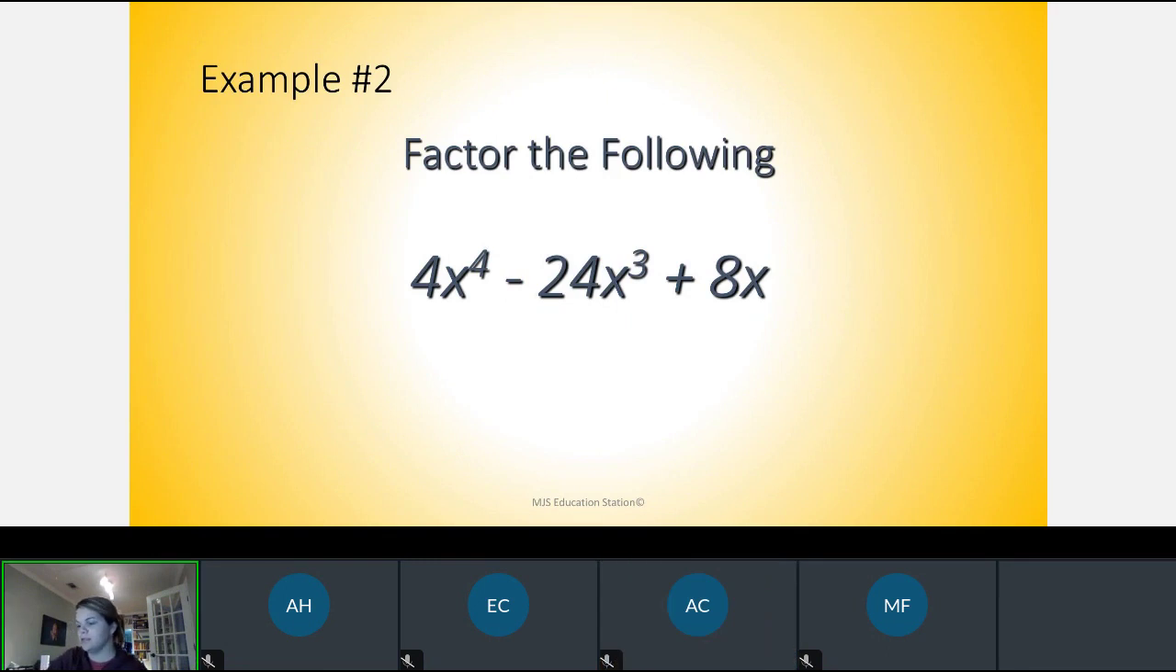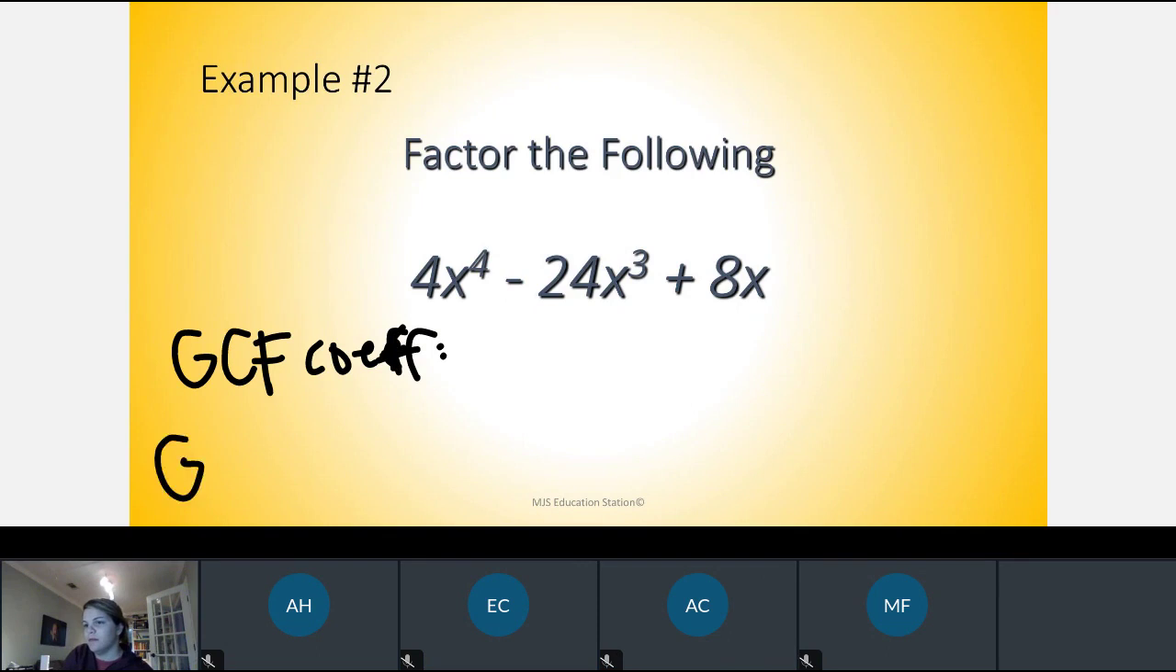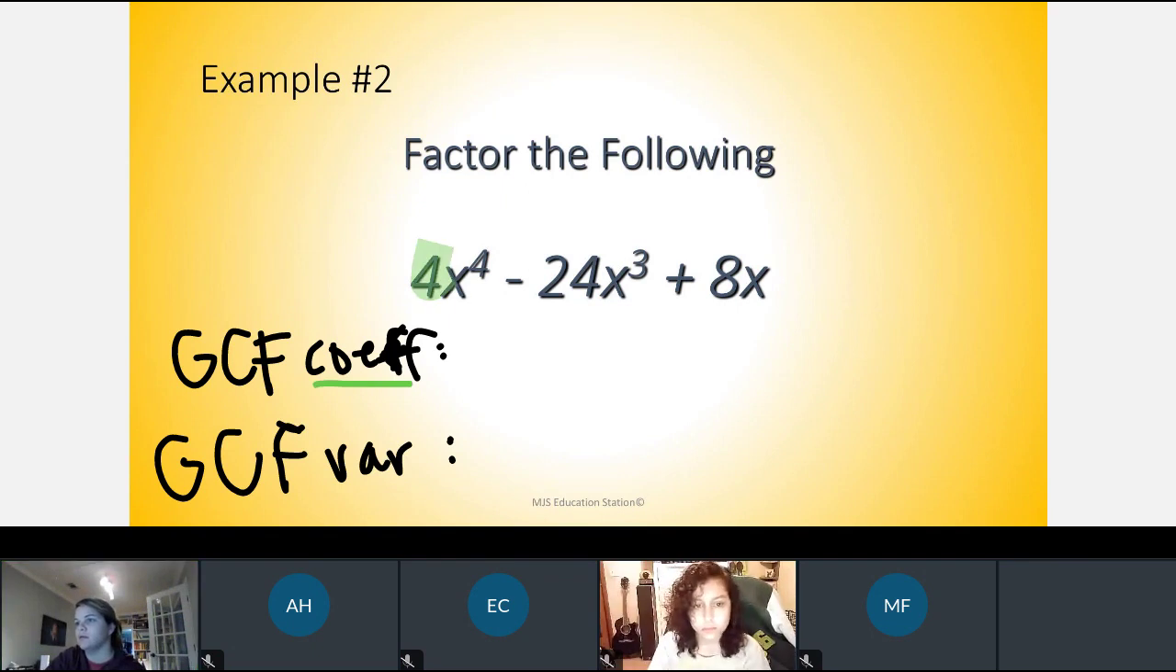I'm going to give you a hint. We're going to find the GCF of the coefficients, that's the numbers in front of variables, and then the GCF of my variables. I'm going to give you a second. I'm going to highlight the coefficient in green. Good, Eunice. That's a great start. Good job. Perfect. And then our variables here.